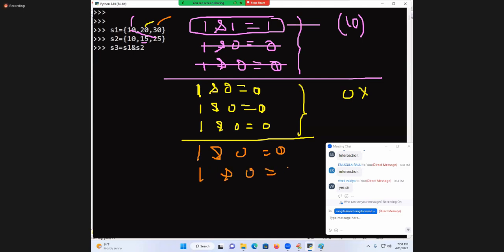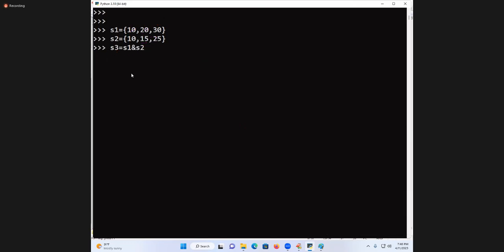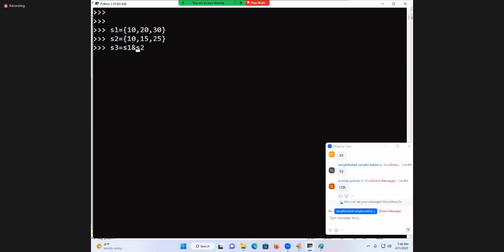1 and 0. 1 and what? 0 is called what? 0 is nothing, marked for what? Selection. So what is selected only? That is nothing but an intersected element in S3. So S3 contains what now? That is in the comparison of S1 with S2. S2 with S1, you see? Same thing. You understand, I hope so.